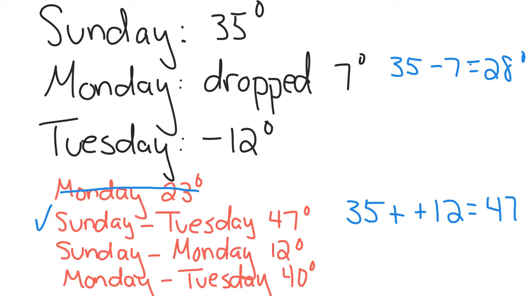And then Sunday minus Monday is 12. So let's do Sunday, which is 35, minus Monday, which is 28, gives us 7. So this will not work either.